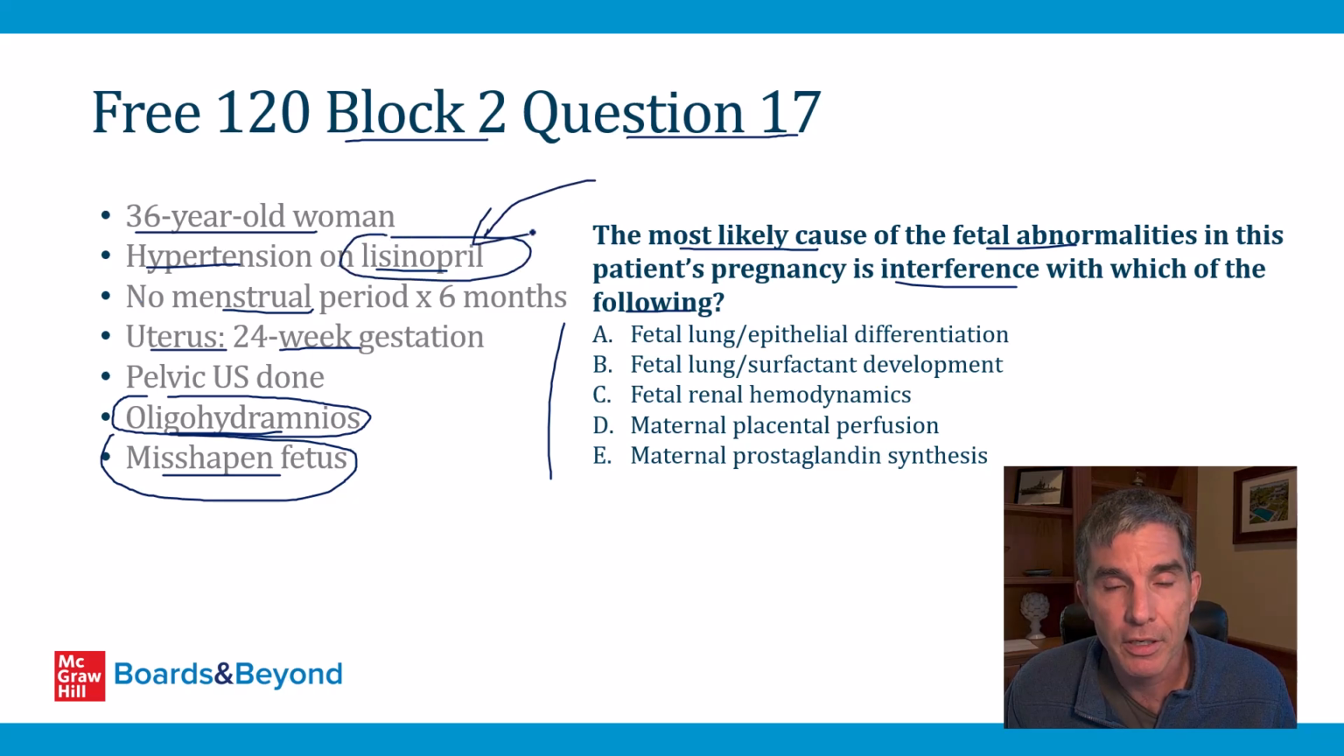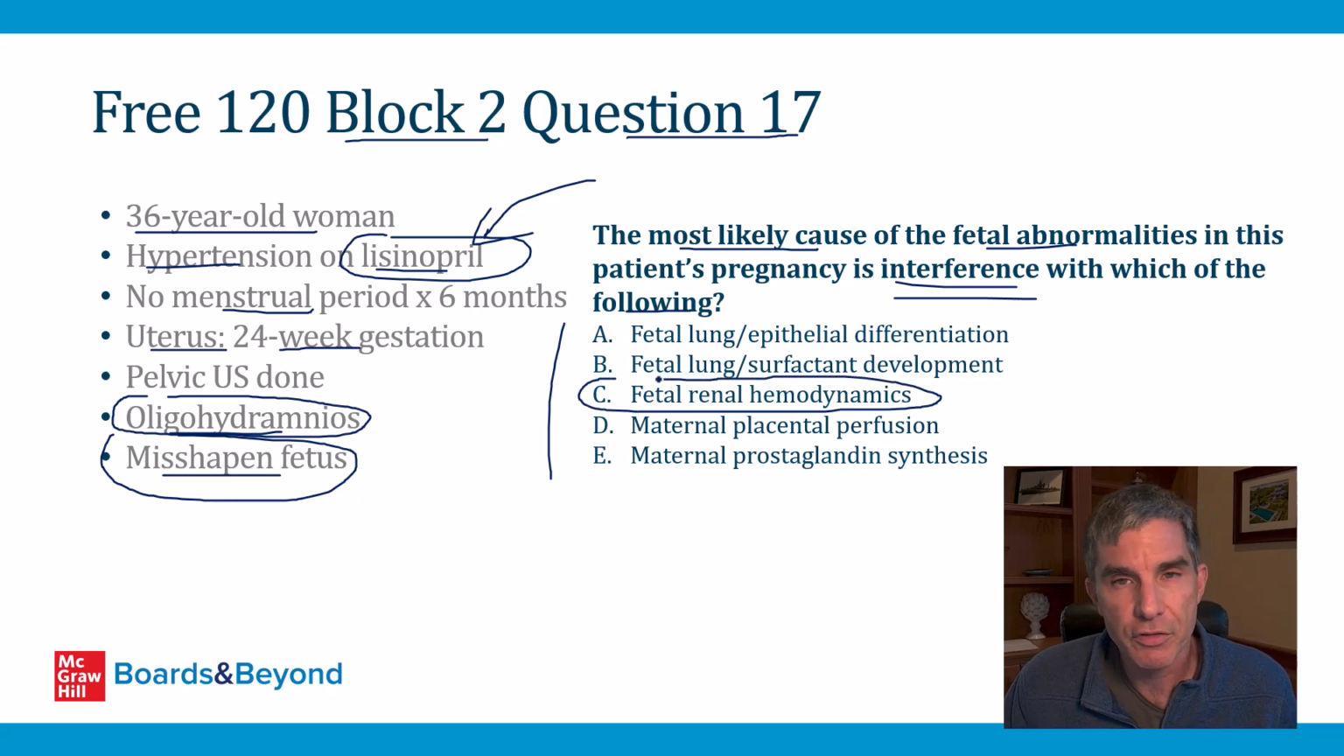This is an ACE inhibitor, and ACE inhibitors are contraindicated during pregnancy for just this reason described in the question, because they can interfere with fetal kidney development, and the feared outcome of an ACE inhibitor in pregnancy is leading to Potter sequence that affects the life of the baby. So once you understand that this is a case of Potter syndrome, they're just asking interference with what leads to Potter syndrome, and the answer is answer choice C, fetal renal hemodynamics. ACE inhibitors disrupt the renin-angiotensin system in the baby, and the kidneys don't develop normally, and that leads to underproduction of amniotic fluid and Potter syndrome.